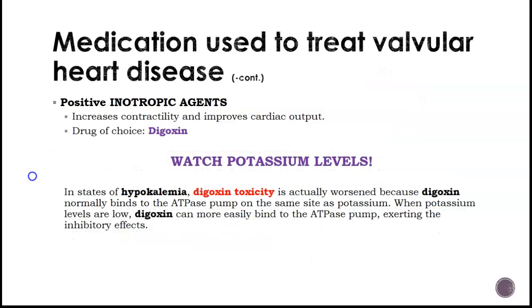Also with digoxin, watch potassium levels. In states of hypokalemia, digoxin toxicity is actually worsened because digoxin normally binds to the ATPase pump on the same site as potassium. So when potassium levels are low, digoxin can easily bind to the ATPase pump, exerting its inhibitory effects. So low potassium can equal digoxin toxicity.